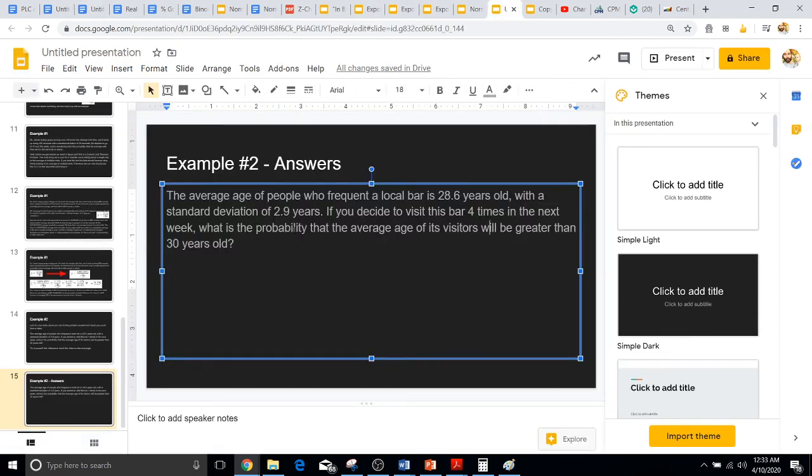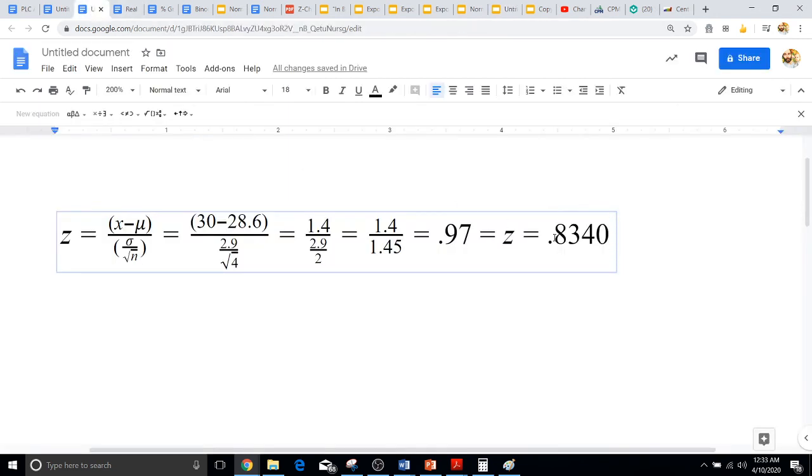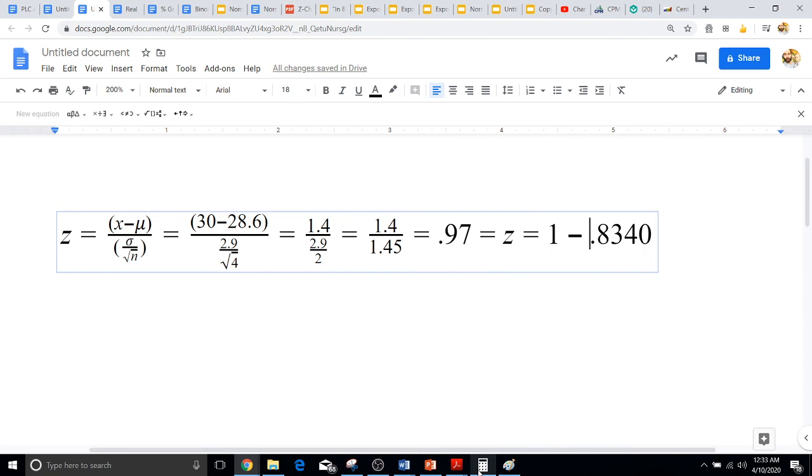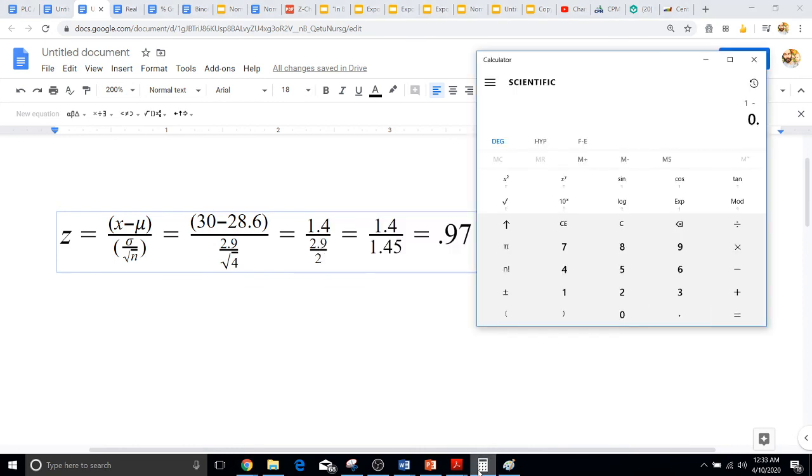So it says, what is the probability that the average age of its visitors will be greater than 30? Remember, if it says greater than, we have to subtract from 1. So let's go ahead and subtract this number from 1. 1 minus 0.8340 is going to give us 0.166.